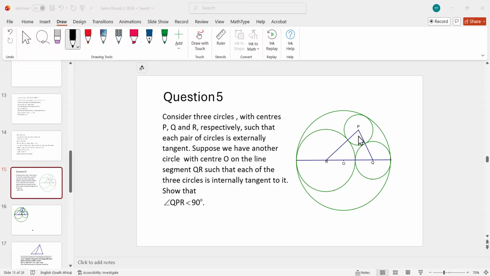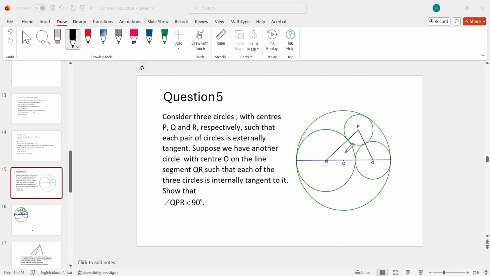So every pair, these two are tangent to each other, those two and those two, right? Now suppose we have another circle, center O, on the line segment QR. So O is on the segment which joins the two centers of these circles, such that each of the 3 circles is internally tangent to it. Well, you can see, you got a large circle, and each of these circles is tangent to the large circle.